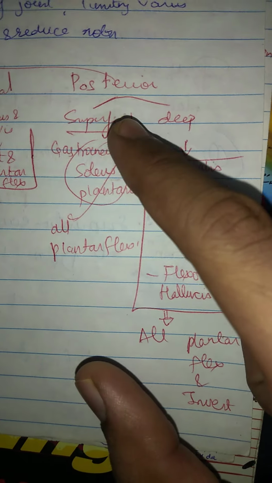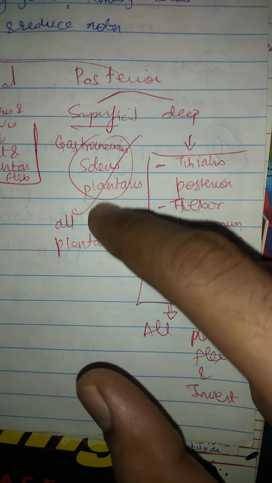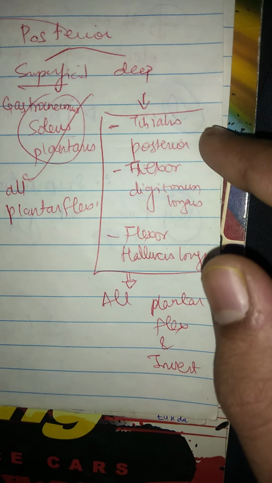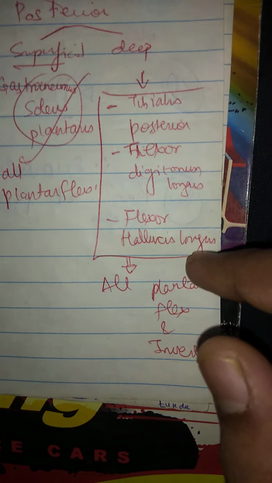In the posterior compartment you have the superficial and deep muscles. The gastrocnemius, soleus and plantaris are all responsible for plantarflexion, and tibialis posterior, flexor digitorum longus and flexor hallucis longus are all plantar flexors and inverters of the foot.